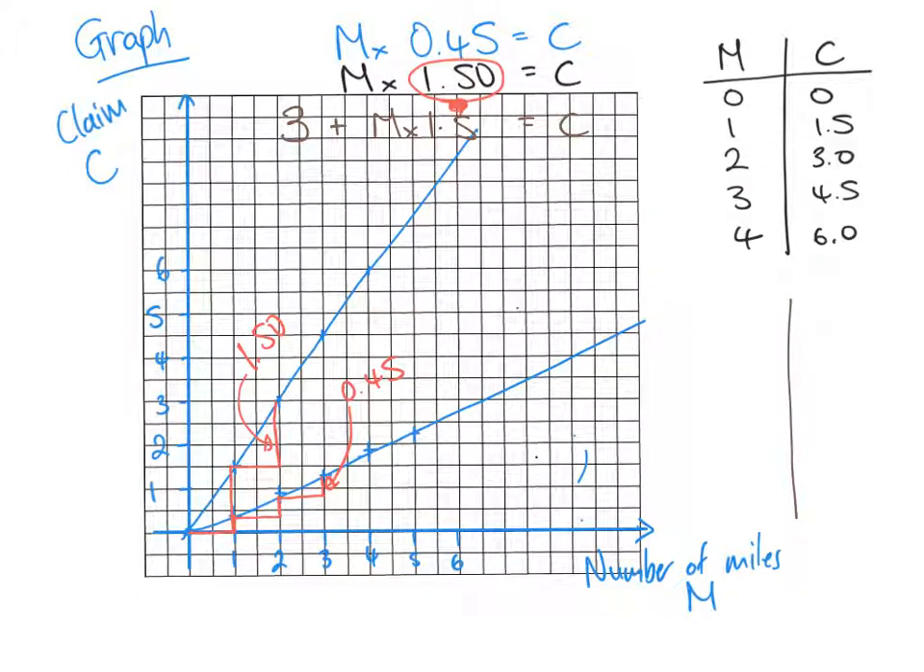So if we investigate this data, number of miles, cost for the claim amount. This time, technically if we went no miles at all, but we put in our claim form, then we would get £3. If we went 1 mile, then we would get the £3 plus the £1.50, which would come to £4.50.